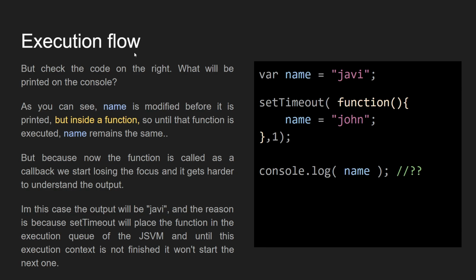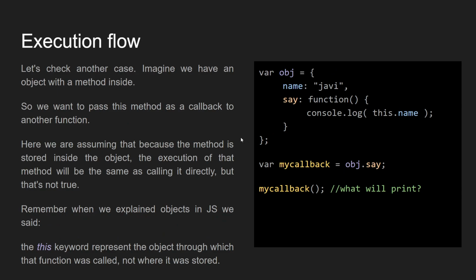So that's usually the problem that many people have. You don't know how to read the execution flow of the application. You're very likely to read it wrong. Okay, so let's go a little bit deeper. Imagine that we have this now. We have an object that has name Javi, and we have a function that says this name. If we call this function, we say obj.say with parentheses, we should expect that it's going to show Javi on the console.